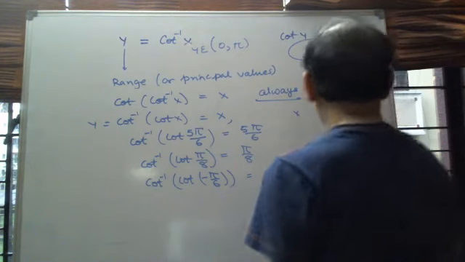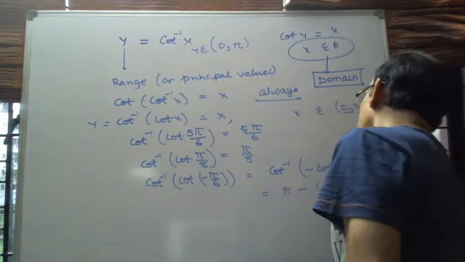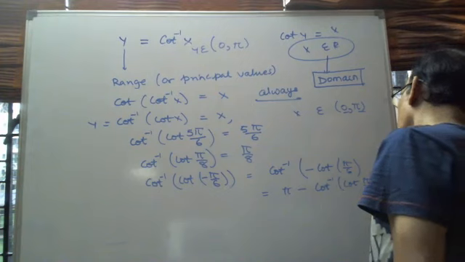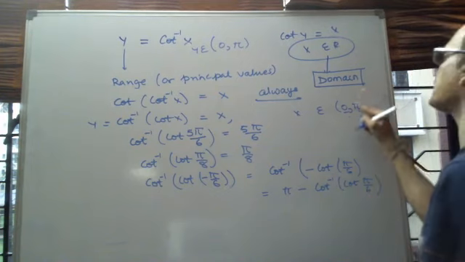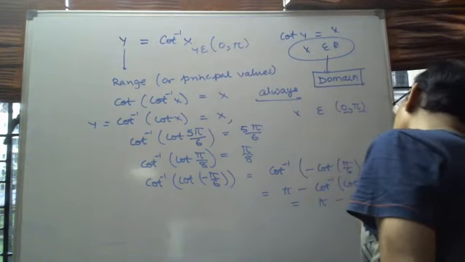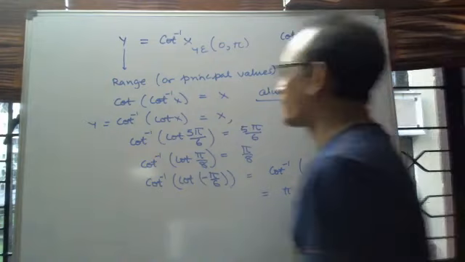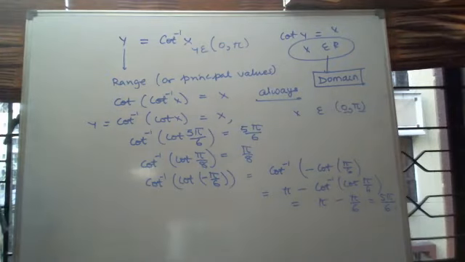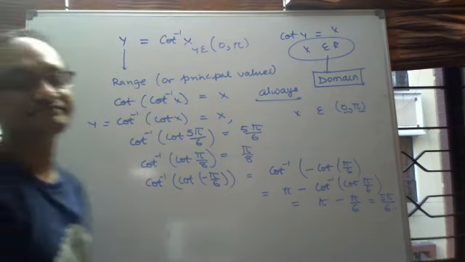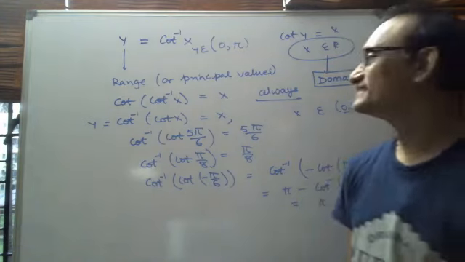Right? Now see, cot inverse of minus x is pi minus cot inverse x. Now this pi by 6 lies in the interval 0 to pi, so this will be pi minus pi by 6. It will become 5 pi by 6. Yes or no?